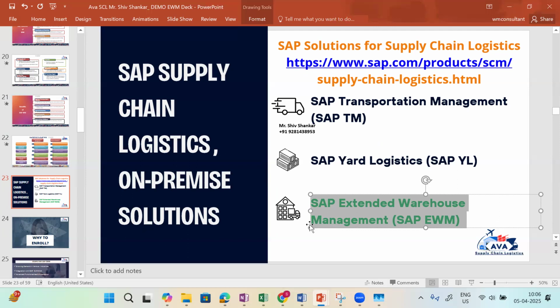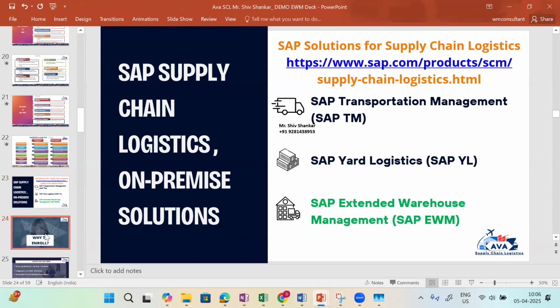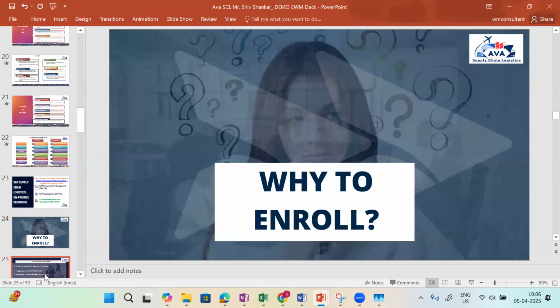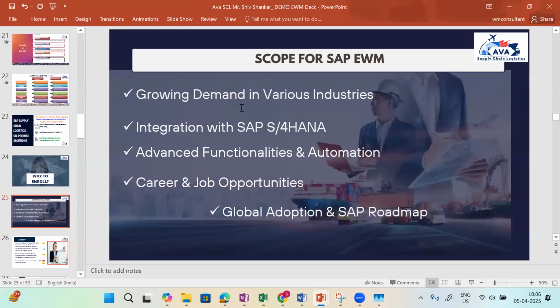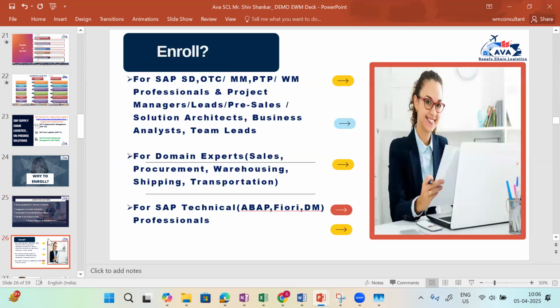As part of this demo, we are focusing on SAP Extended Warehouse Management. Now, why enroll in this program? There is growing demand in various industries, integration with SAP S4HANA, advanced functionalities, and automation requirements. There is career growth, and a lot of career and job opportunities in the space of EWM.